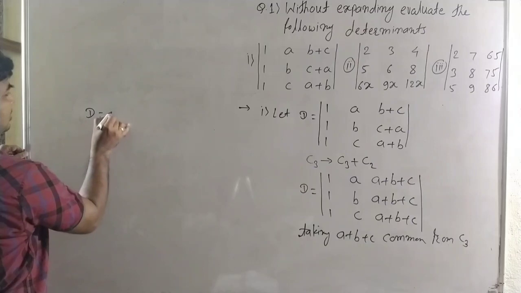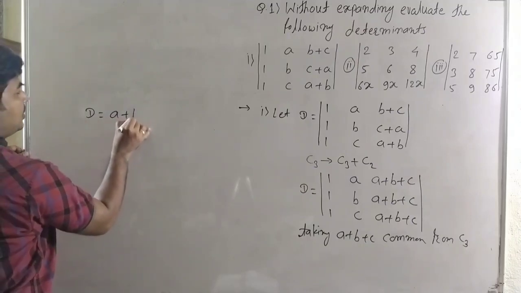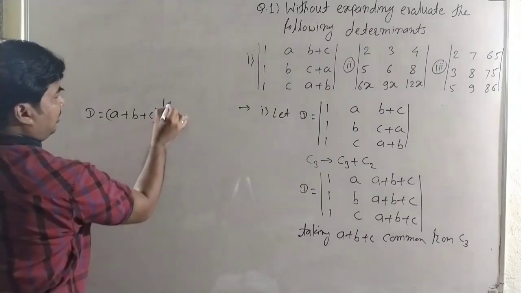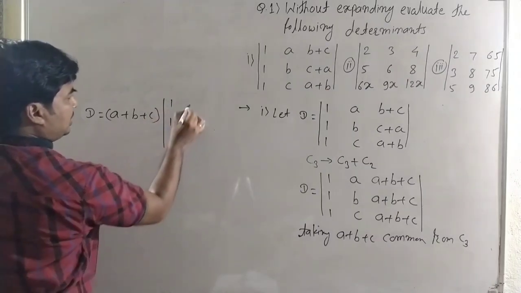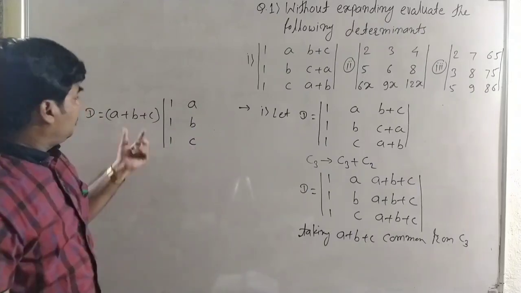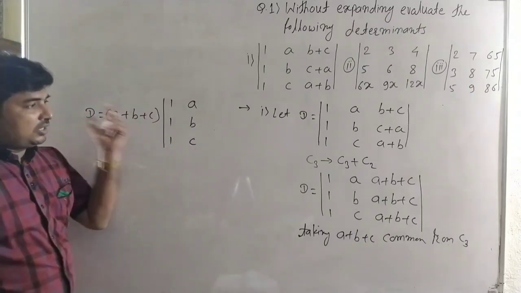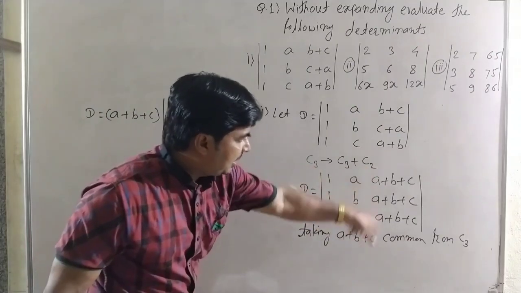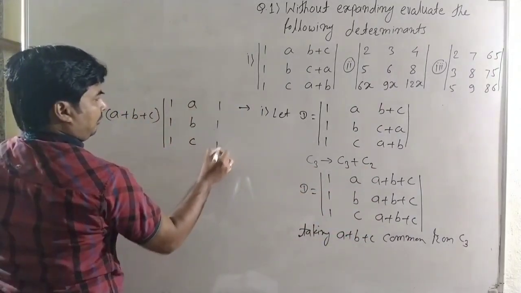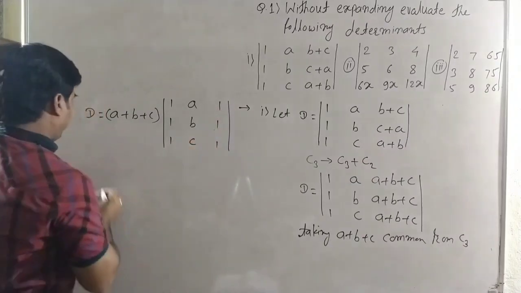Then the determinant is A plus B plus C into the determinant of 1, 1, 1. First column as it is, second column as it is, and in the third column we take the common A plus B plus C. Then the remaining entries are 1, 1 and 1.